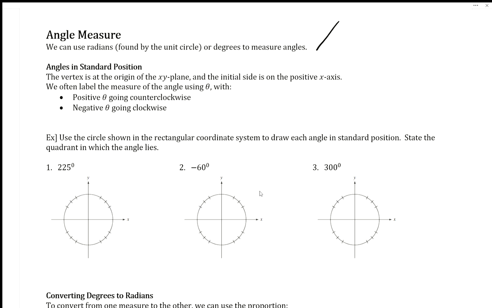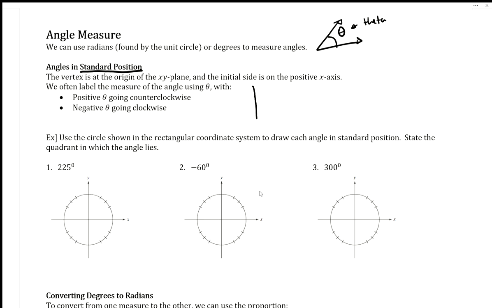So you could draw just random angles, like here's just a random angle right there. Okay, and we usually use the symbol theta for it. So that's just a random geometric drawing of an angle. However, to make things easier for us, we usually like to do our angles in standard position.